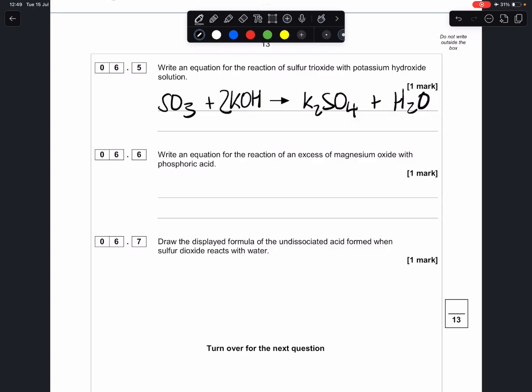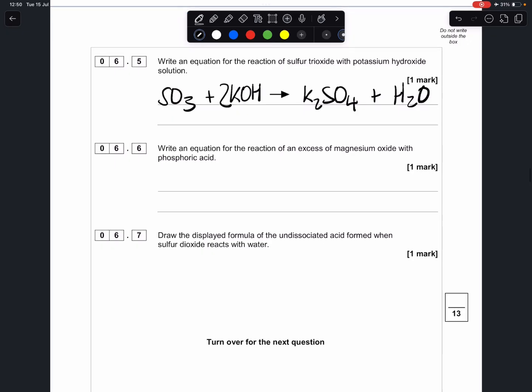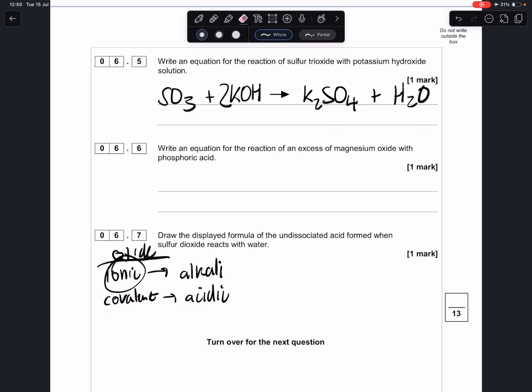Write an equation for the reaction of an excess of magnesium oxide with phosphoric acid. So, a useful memory trick that I used to use is if we've got an oxide, and it's ionic, it's going to be alkali, whereas if we have a covalent oxide, it's going to be acidic, or act as an acid in water. So magnesium oxide is ionic, so therefore it is alkali, and we're reacting it with an acid. So we can derive this is an acid-base reaction, and we're going to form a salt and water.